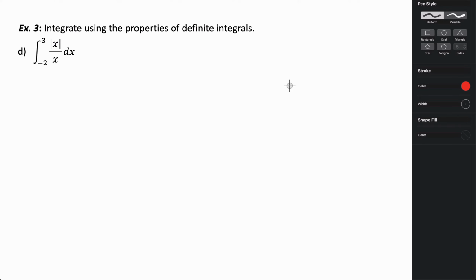And then this last one. So we're going from negative 2 to 3. Now we probably want to rewrite this, right? So the absolute value of x divided by x can be redefined to be negative 1 for values of x less than 0, and positive 1 for values of x greater than 0. Because when x is less than 0, the absolute value is equal to its opposite, so we get negative x over x, which is negative 1. When x is greater than 0, it's equal to itself, so we get x over x, which is 1. So if you were to graph this, it looks something like this here.